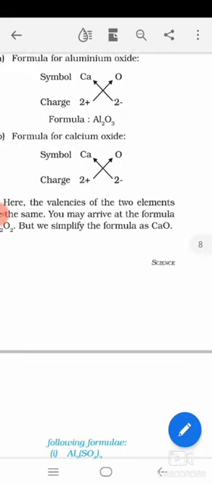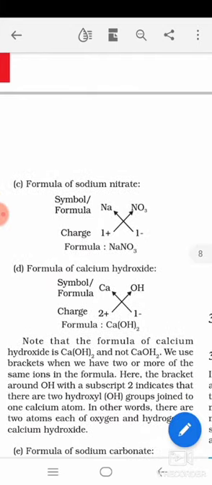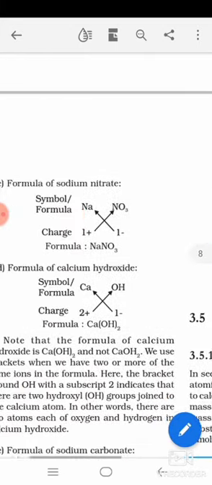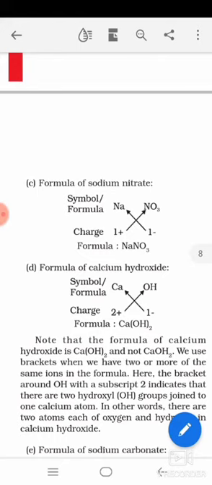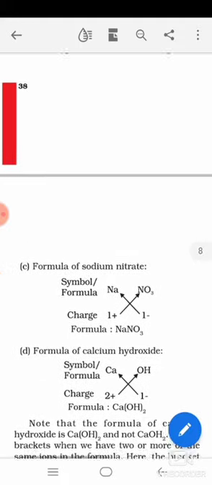So this is our balancing topic. I think you may be clear. Here more and more examples are provided. Please do C and D: the formula of sodium nitrate and the formula of calcium oxide. Try to understand how it is possible. Are you getting it or not? Please check it. And I will provide you some questions, not today. So this is our today's topic. I will provide you more questions to find the balance, to find the chemical formula. Okay, so I think you may be clear.